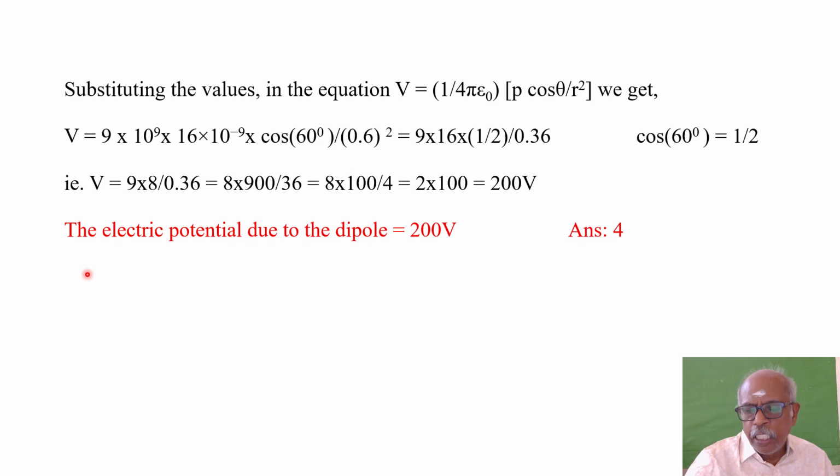The electric potential due to the dipole is 200 volt. It's a very simple question compared to the previous question that I saw yesterday. Okay, that's all.